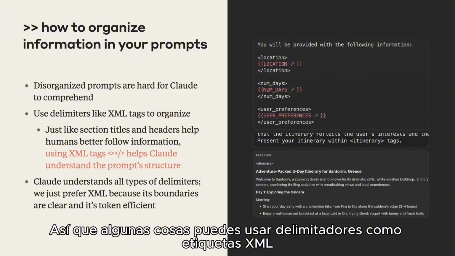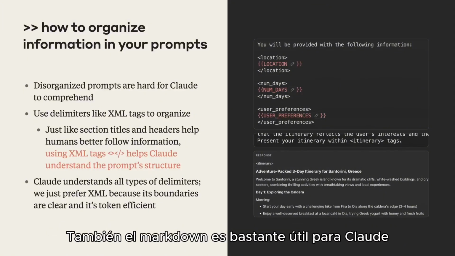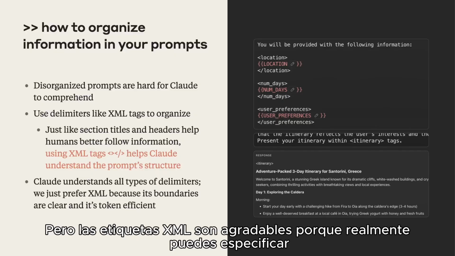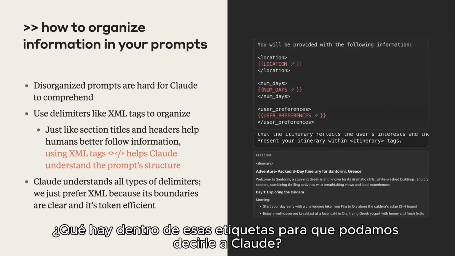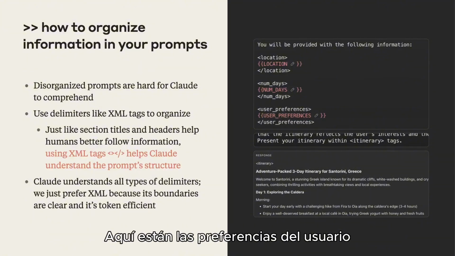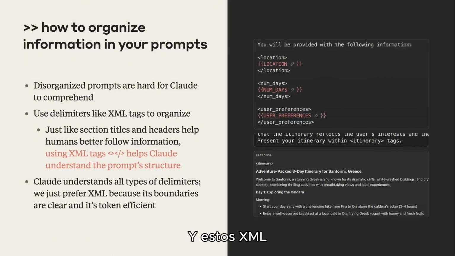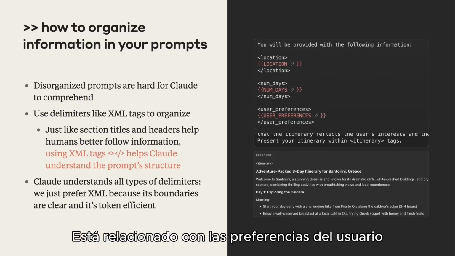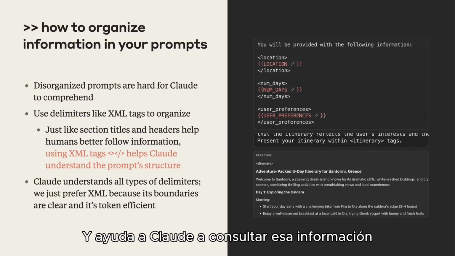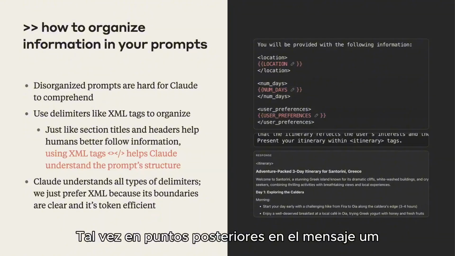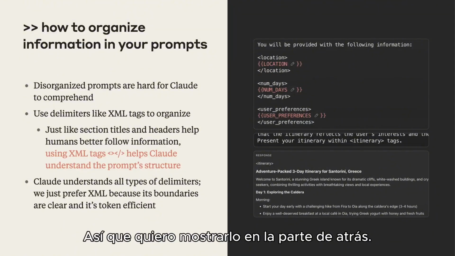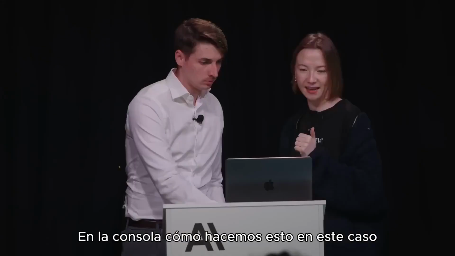Anyway, so some things you can use: delimiters, like XML tags. Also, Markdown is pretty useful to Claude, but XML tags are nice because you can actually specify what's inside those tags. So we can tell Claude, here's user preferences. Now you're going to read some content, and these XML tags are letting you know that everything wrapped in those tags is related to the user's preferences, and it helps Claude refer back to that information, maybe at later points in the prompt. So I want to show back in the console how we actually do this in this case.